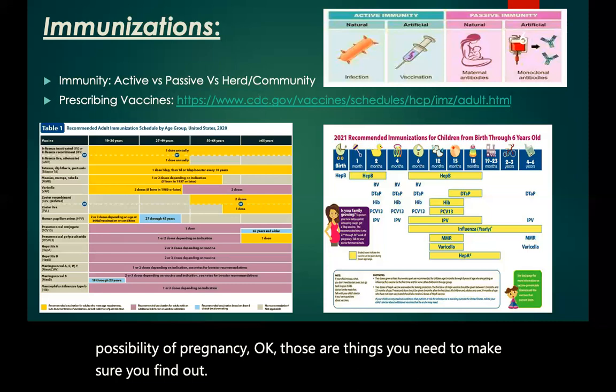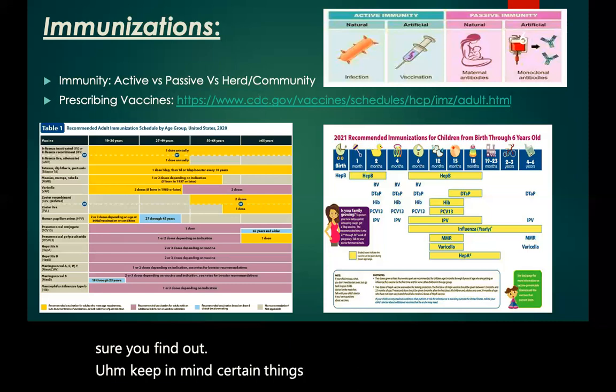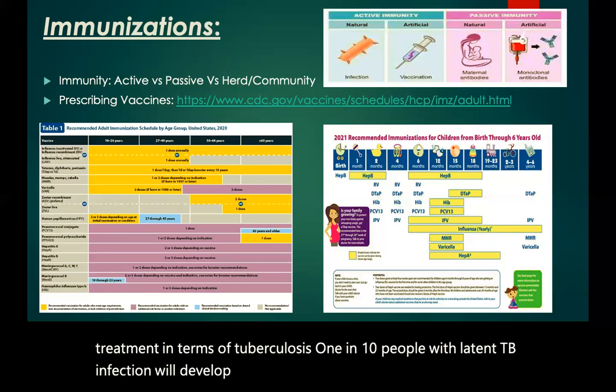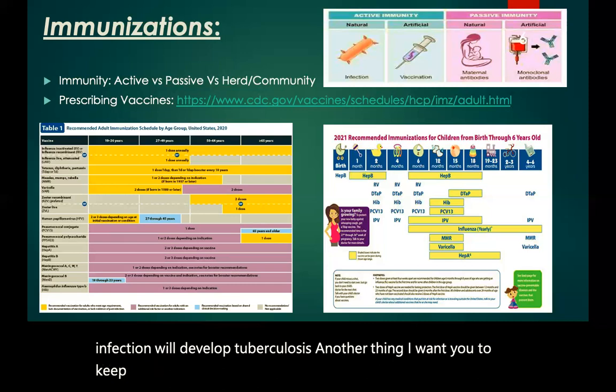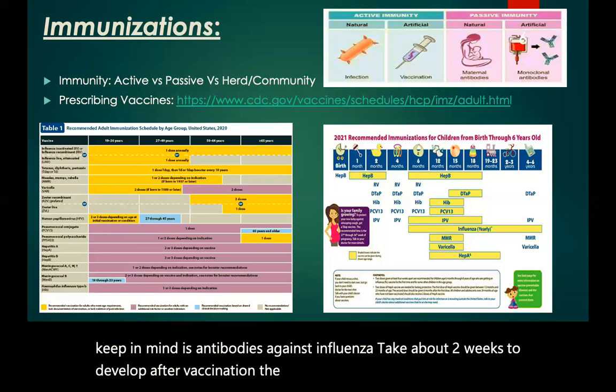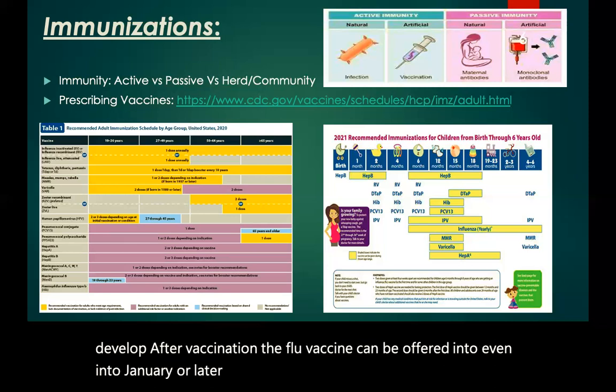Keep in mind certain things about vaccinations. Without treatment, in terms of tuberculosis, 1 in 10 people with latent TB infection will develop tuberculosis. Another thing I want you to keep in mind is antibodies against influenza take about 2 weeks to develop after vaccination. The flu vaccine can be offered even into January or later because sometimes the flu season can last until May.